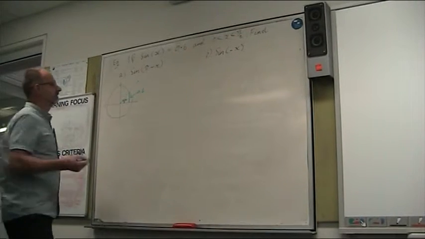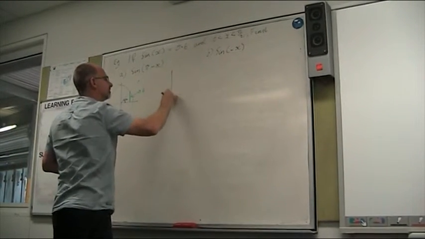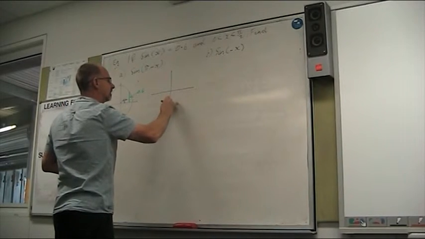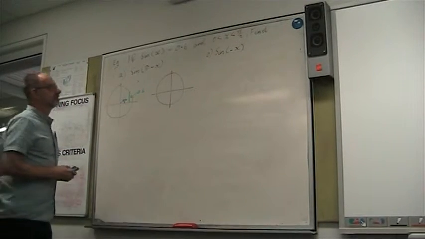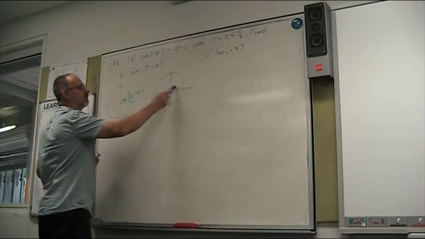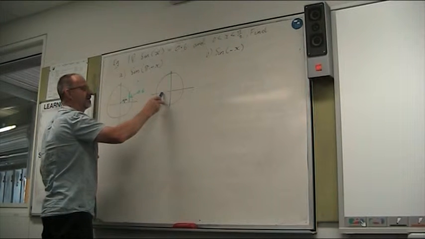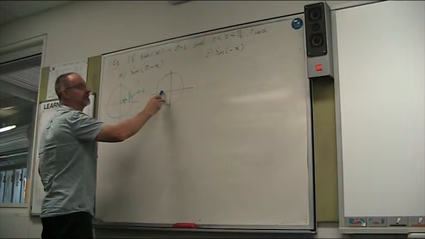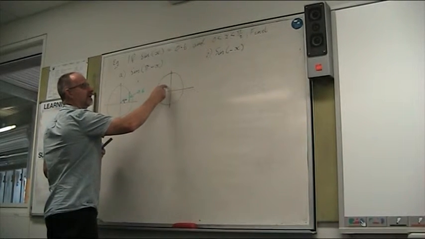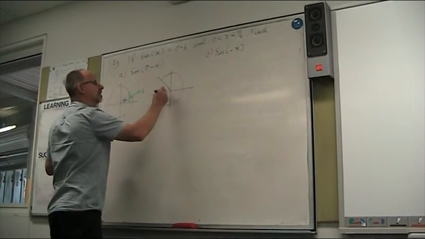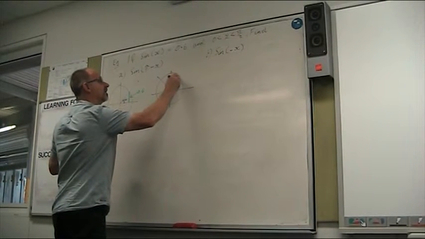Alright, so let's have a look. Part A, it's asking us what's sine of pi minus x? Alright. So pi is all the way around here. Minus x. Am I going to go back, or am I going to continue? I'm going to go back, yeah. So pi is all the way here, and I'm going to take x away, so I'm going to go back. So that angle in here is x, this one around here is pi minus x.